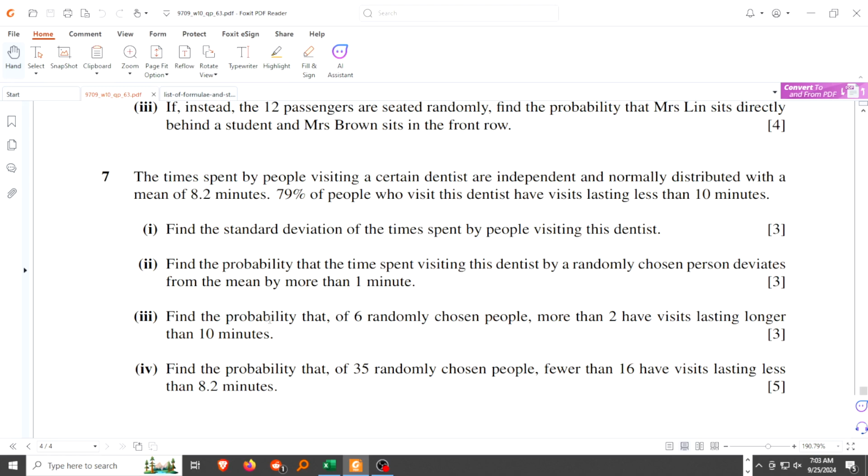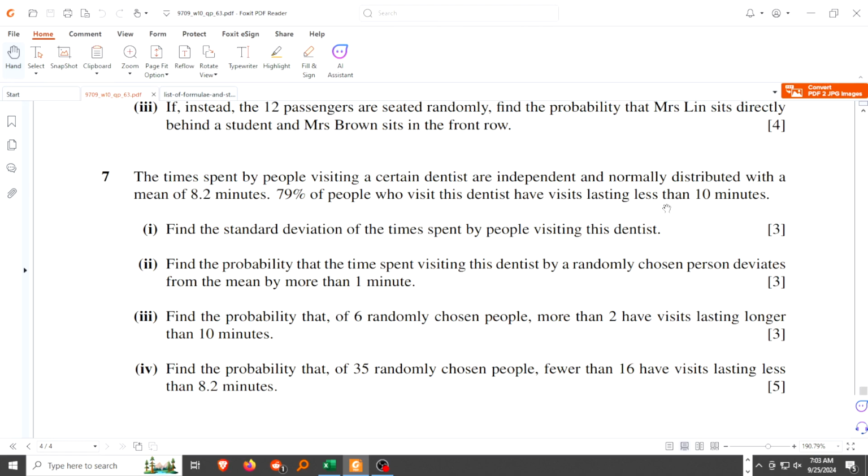Find the probability that of 6 randomly chosen people, more than 2 have visits lasting longer than 10 minutes. Find the probability that of 35 randomly chosen people, fewer than 16 have visits lasting less than 8.2 minutes.